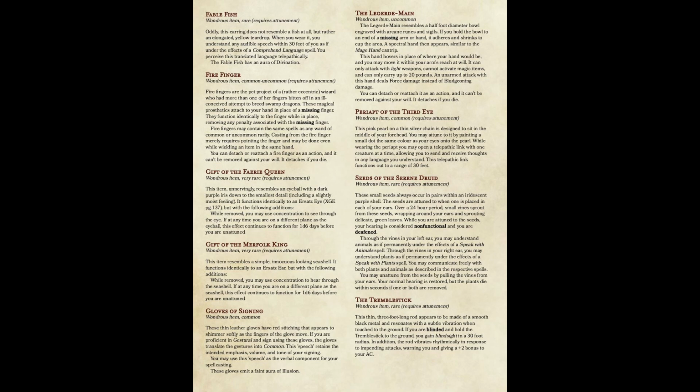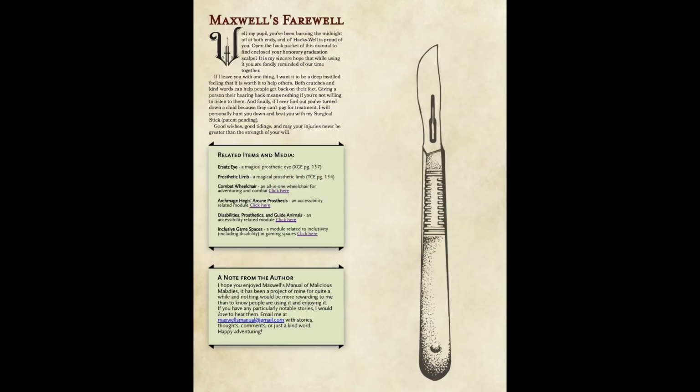So yeah, there's all different things here you can go through, and like I said, it's all very circumstantial to what's going on in your campaign. And then on the last note of this entire system, I'm going to read this Maxwell's farewell part.